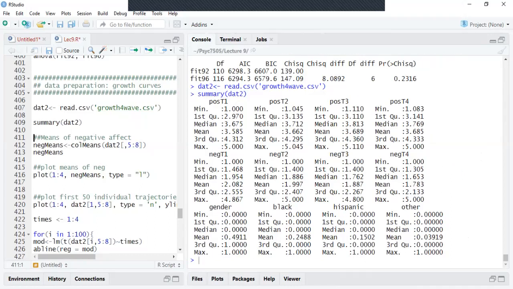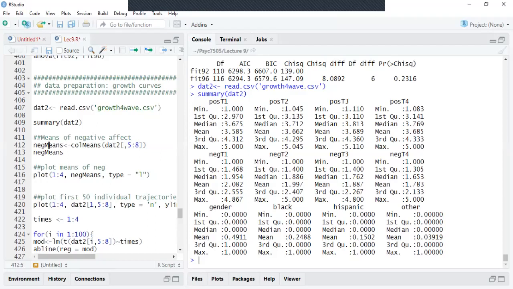We can see we now have positive and negative affect items measured at 4 different time points: positive time 1, 2, 3, and 4, negative time 1, 2, 3, and 4. We have gender 0 and 1, and then dummy-coded race ethnicity variable over here. We're going to focus on the negative affect and a little bit later maybe the positive affect items.